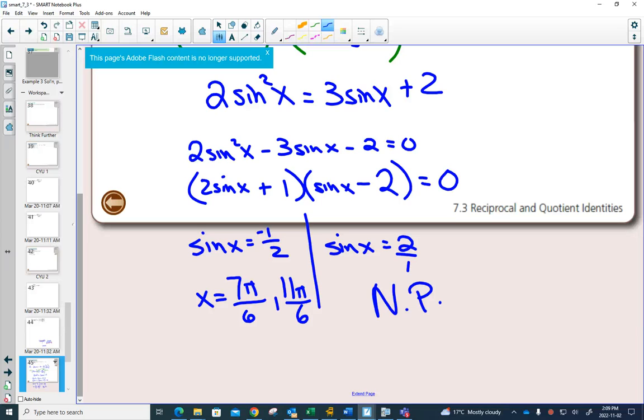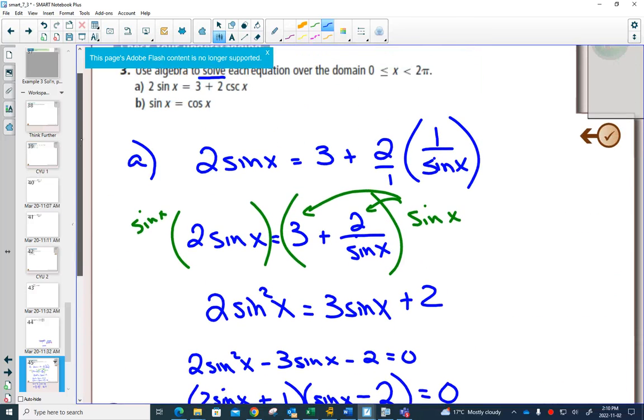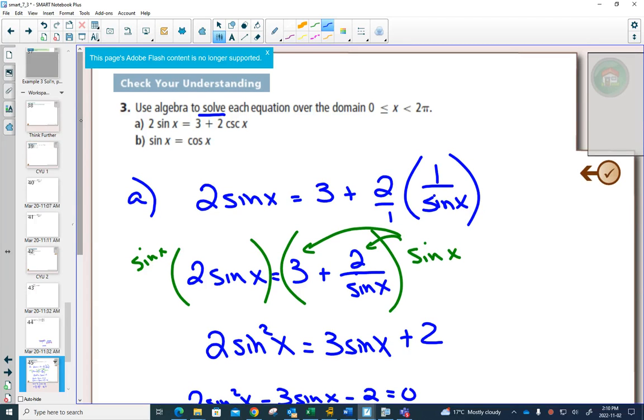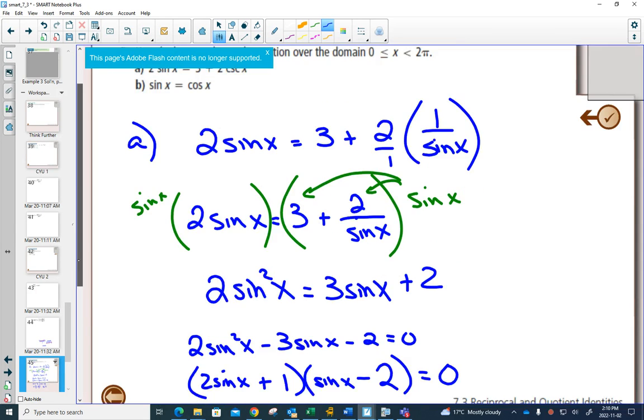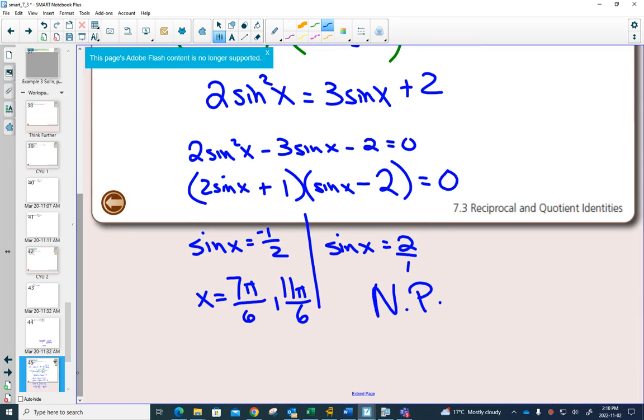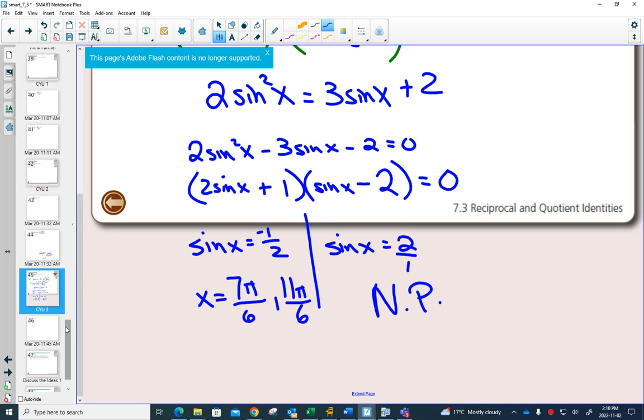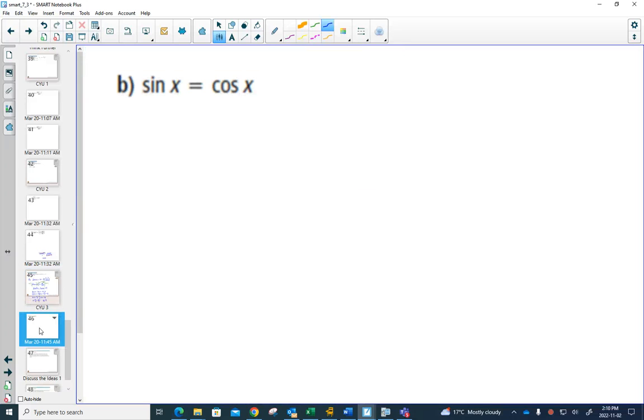And at this point, I want to reread my question because I solved between 0 and 2 pi. Oh, good. It is between 0 and 2 pi. And then part B can be done in 2 different ways.